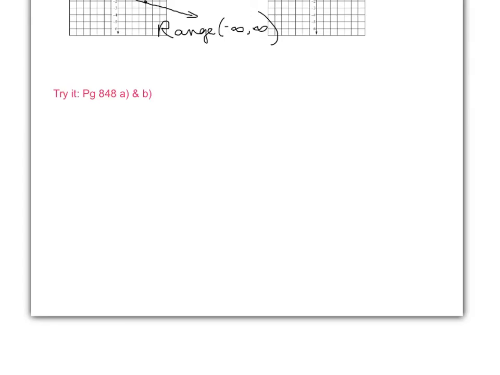To get a little more practice with this, go to page 848 in your textbook, and on the left column work problems 10A and B, and the answers are at the bottom of the column. And that's the end of 11.6.